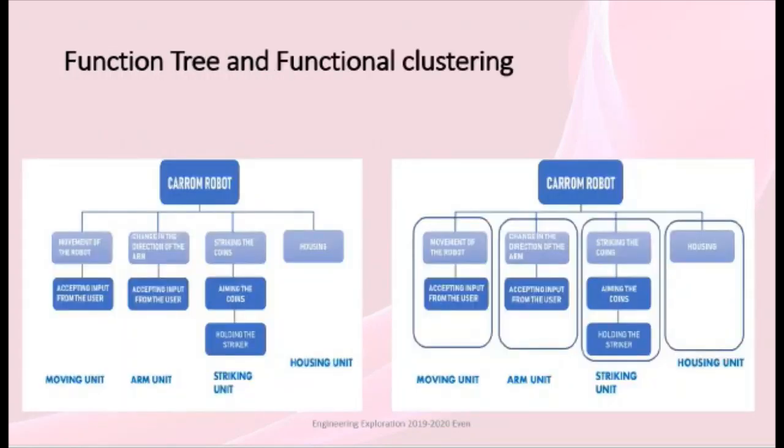In function tree, we have divided the carom board into 4 important units. The first one is the moving unit. The moving unit includes the movement of the robot on either side of the board when the input is given by the user. Second unit is the arm unit. The change in direction of the arm is possible when the input is given from the user.